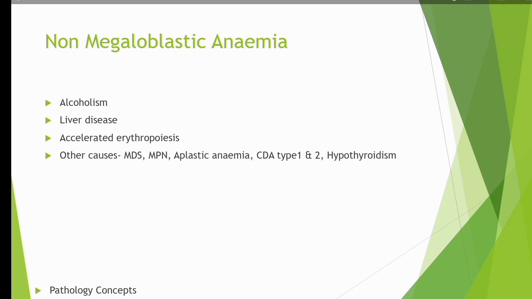First is alcoholism. Macrocytic anemia is seen in heavy to moderate alcohol drinkers. It is not known how alcohol affects the bone marrow, but the macrocytosis can be reversed within 2 to 4 months if alcohol is restricted.